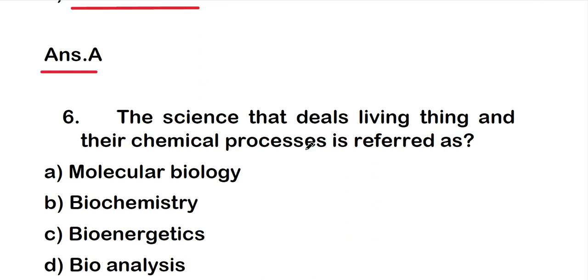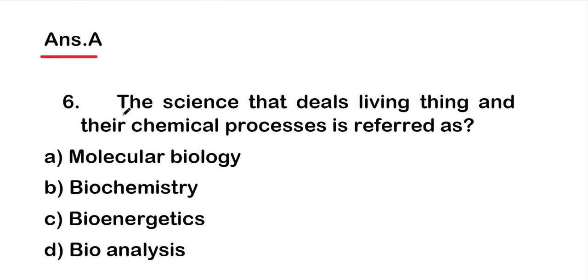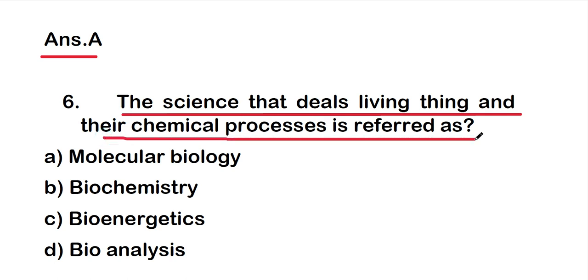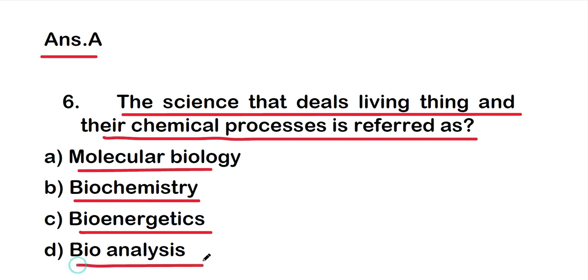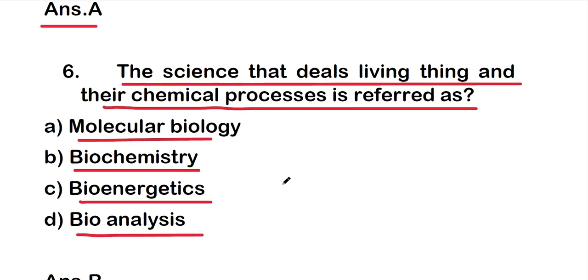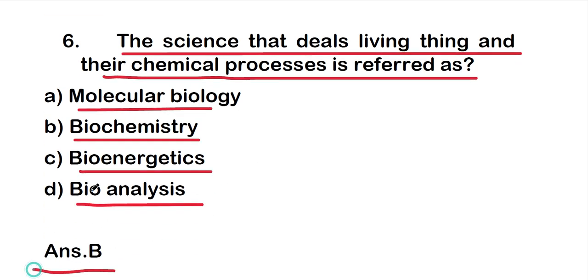So next question, question number 6. The science that deals with living things and their chemical processes is referred to as option A, molecular biology; option B, biochemistry; option C, bioenergetics; option D, bioanalysis. And the right answer is option B, that is biochemistry. So the science that deals with living things and their chemical processes is referred to as biochemistry.